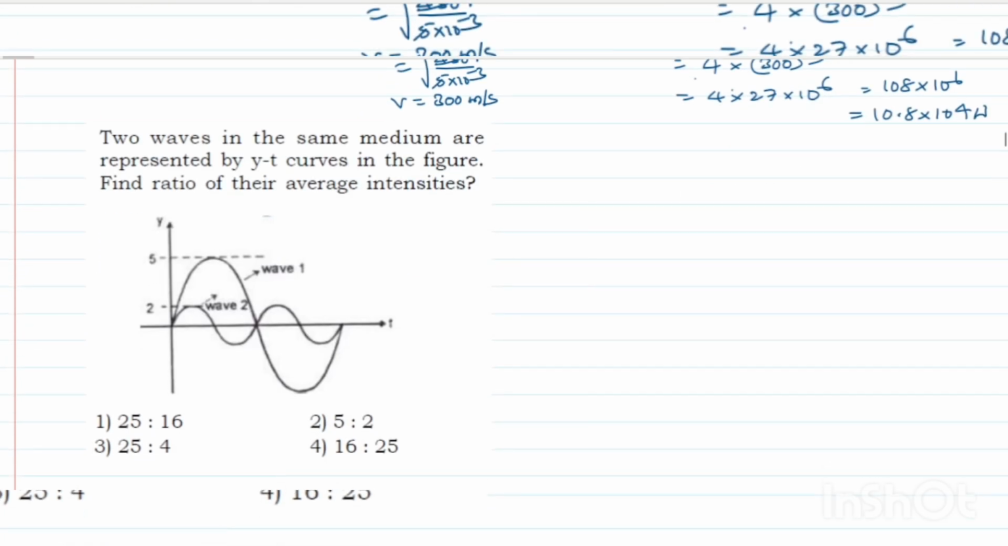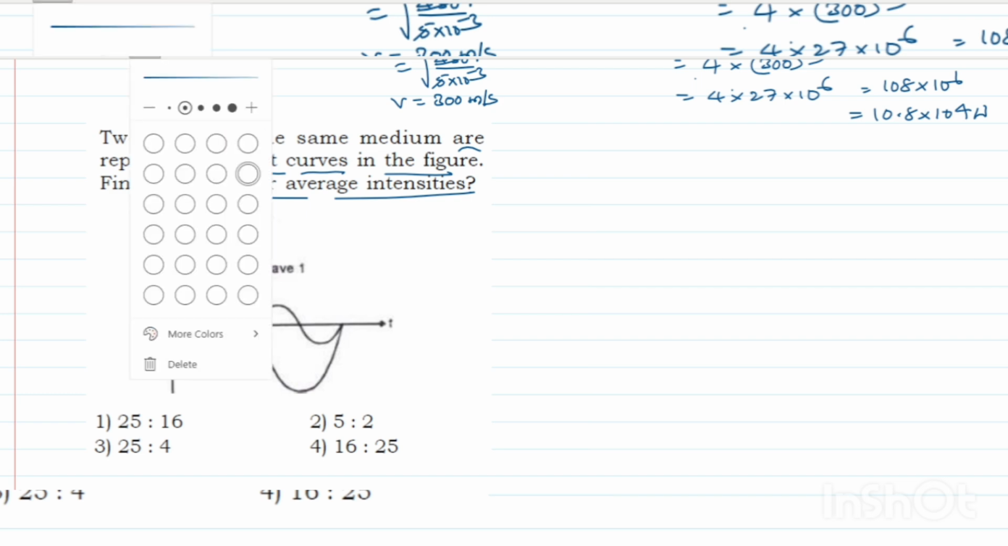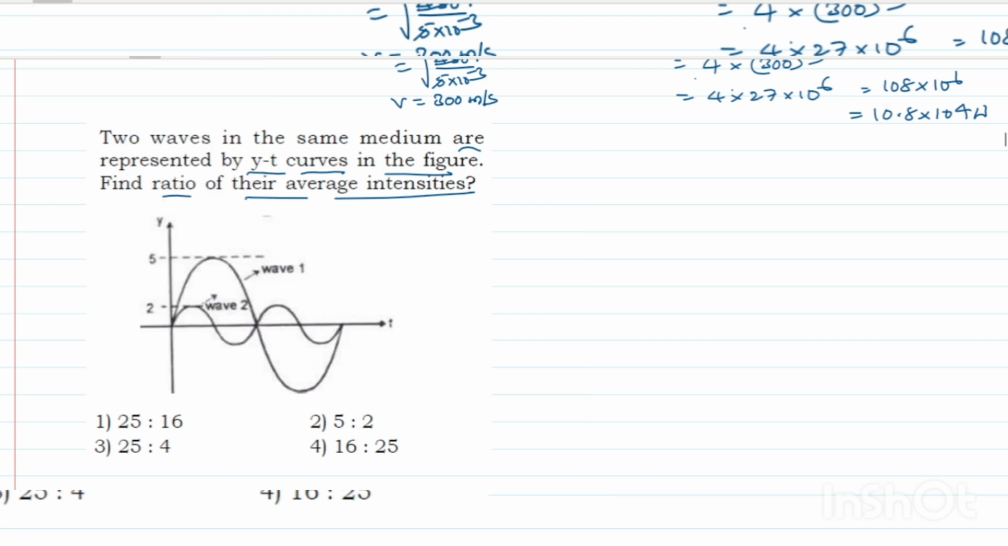Let us take the next question, students. Two waves in the same medium are represented by the verticals in the figure. Find the ratio of their average intensities they are asking. Average intensity ratios in the sense, how is intensity related to the frequency and amplitude? Intensity, students, is directly proportional to F square into A square.